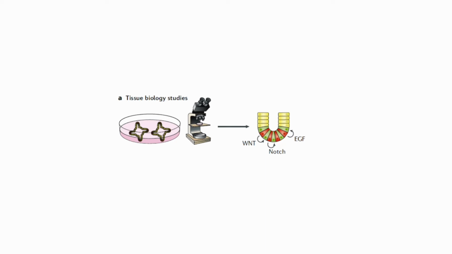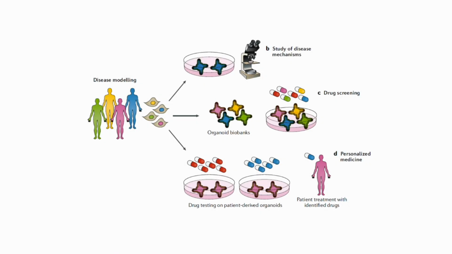We also use organoids; organoids have a great use, as I said, for tissue biology studies. We can use them to understand which signals are secreted and which signals are taken up by which cells on a much higher resolution. But except for doing fundamental research, we also study disease mechanisms.